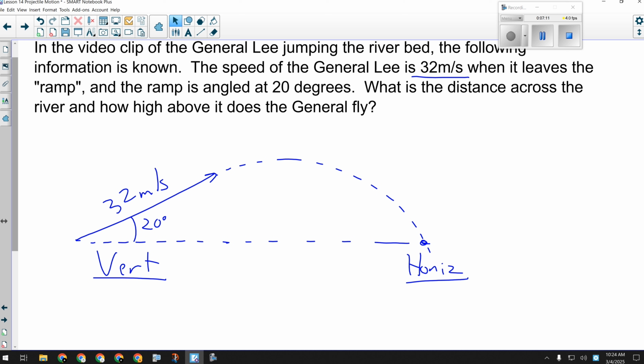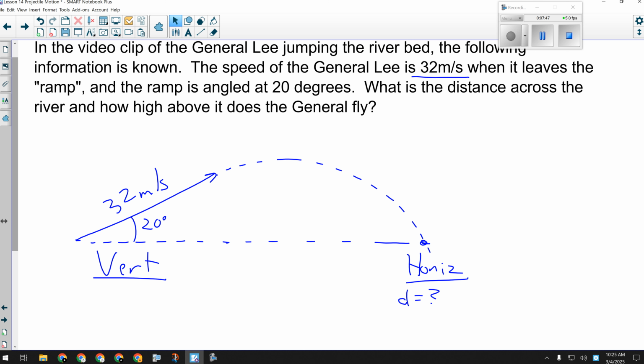Now they only gave us this. That's it. They gave us the context of the question, and they said, here's the velocity it launched at. And then it expects us to get the distance across the river. Would that be horizontal or vertical? Distance across the river, horizontal or vertical? Horizontal. So they want us to calculate the horizontal distance. That's one of the things we have to get. In order to get that, I'm probably going to need time.